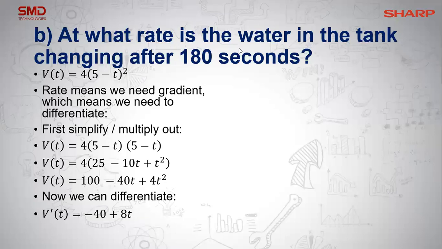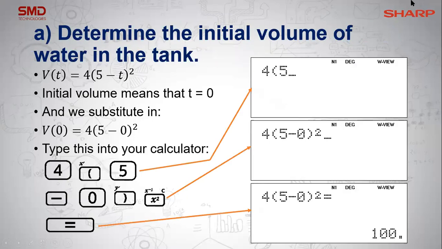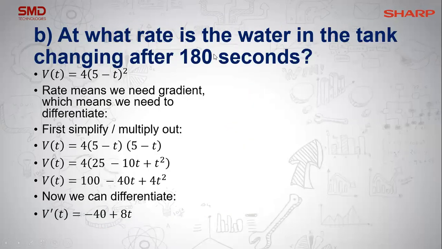At what rate is the water in the tank changing after 180 seconds? Now remember, the question was given to us in minutes, and now the time is given to us in seconds. I'll come back to that in a sec. The key word here is rate, and we know that we have to find the derivative, because the derivative gives us rate. So here we're going to first multiply out. I fixed it. There you go. And so our final equation before we take the derivative is 100 - 40t + 4t².